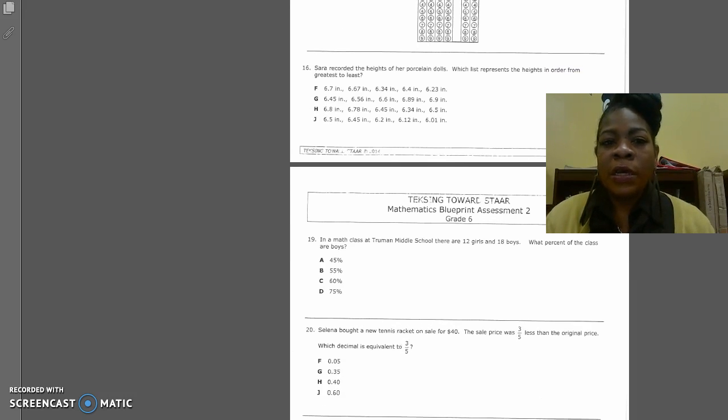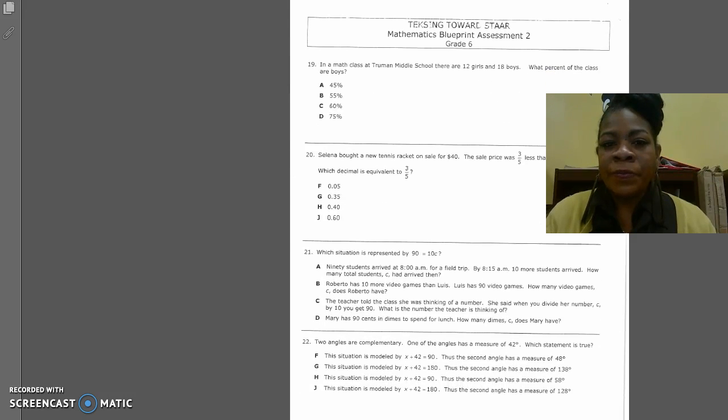16. Sarah recorded the heights of her porcelain dolls. Which list represents the height in order from greatest to least? 19. In a math class at Truman Middle School, there are 12 girls and 18 boys. What percent of the class are boys?